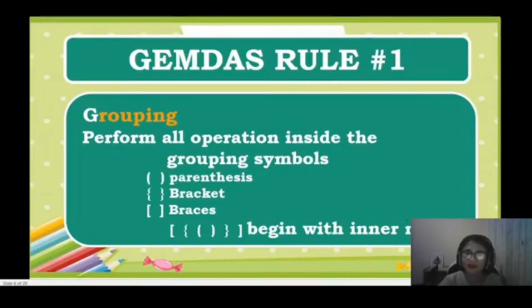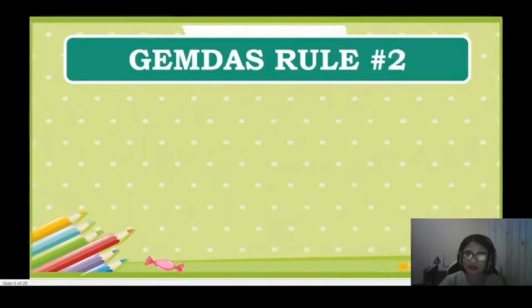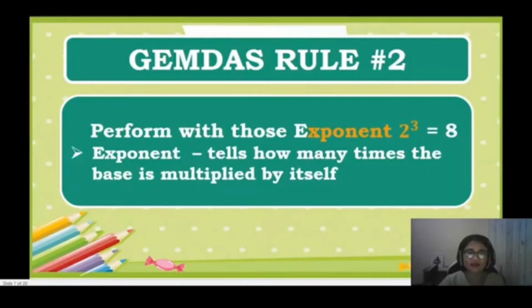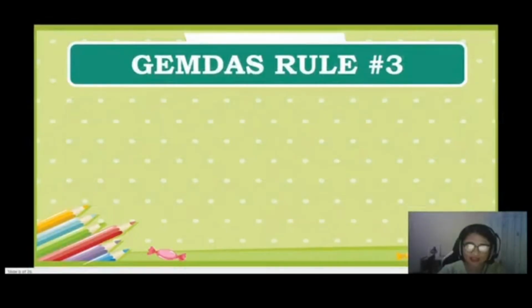The next rule is rule number 2, which is we're going to perform those with exponents. And what is exponent? Exponents tell how many times the base is multiplied by itself. Example, 2 to the power of 3 will give us 8. Now, let's proceed to rule number 3.